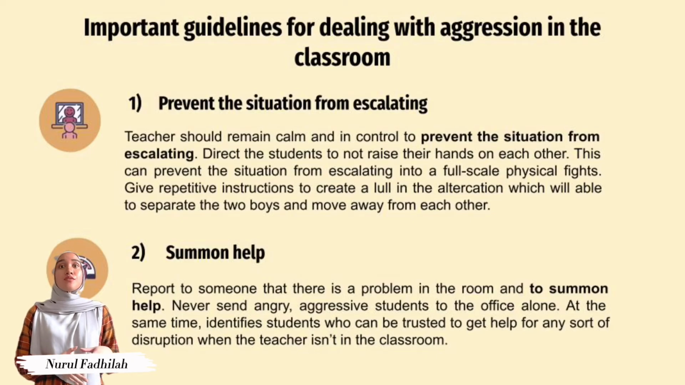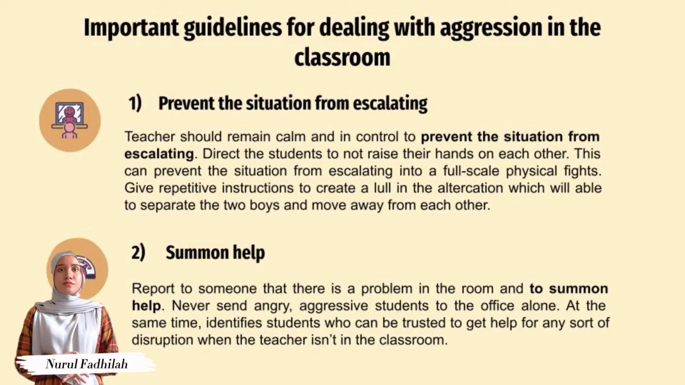Next, the teacher gave repetitive instructions to create a lull in the altercation, which made it possible to separate the two boys and move them away from each other. Because Daniel was lying on the floor under the desk, it was easier for her to have Robert move away. In other cases, however, it could be advisable to remove the target of the aggression. You can direct them to go to a nearby teacher's classroom, or you could also have them move to a far corner of the room, out of the aggressor's line of sight.